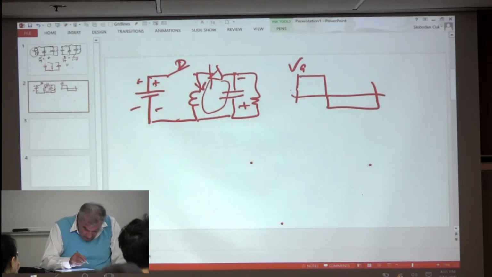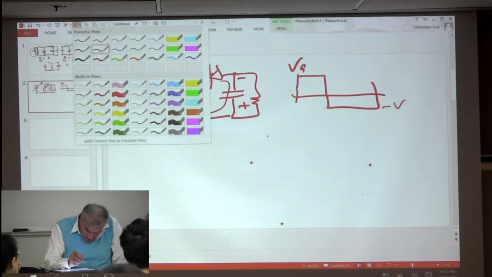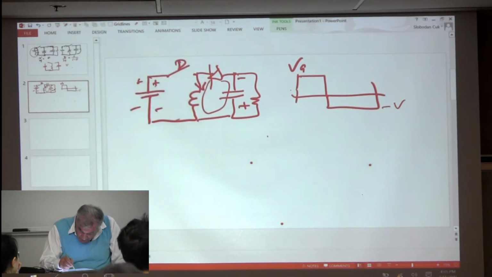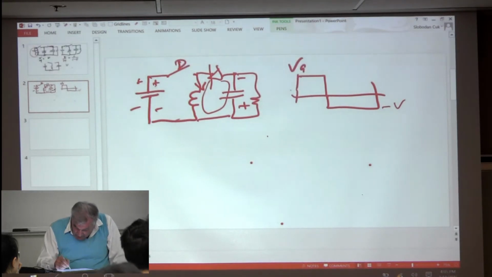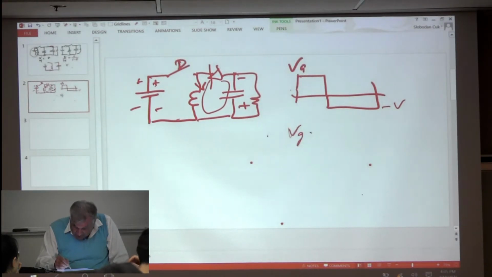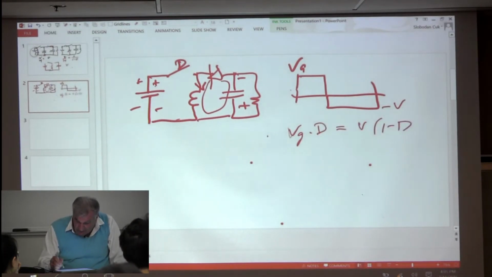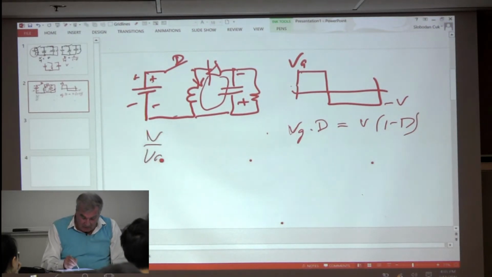Minus V. So therefore VG times D has to be equal to V times 1 minus D, right? So therefore the gain function is D over 1 minus D. So V over VG is D over 1 minus D.